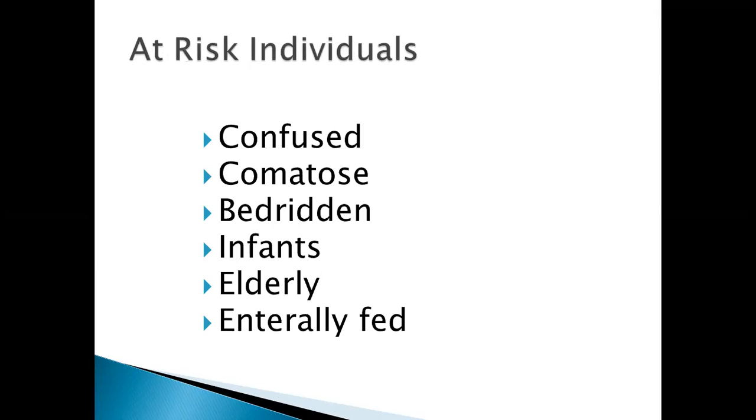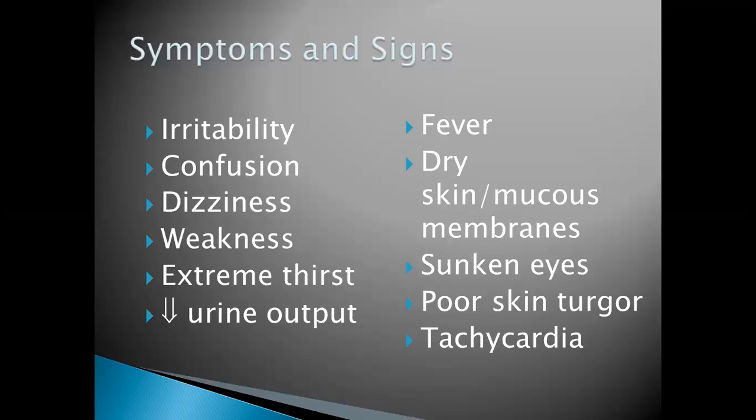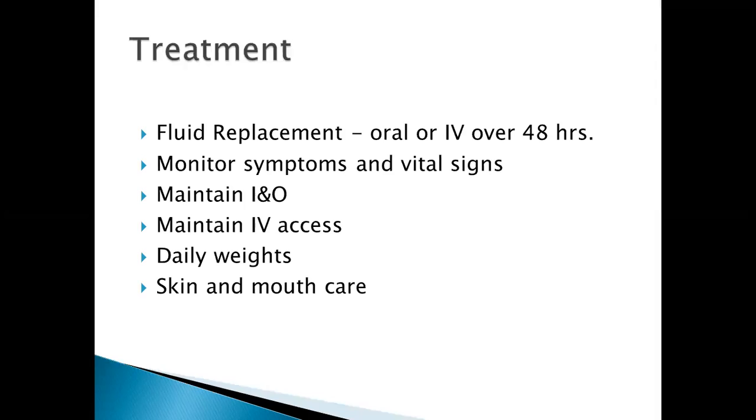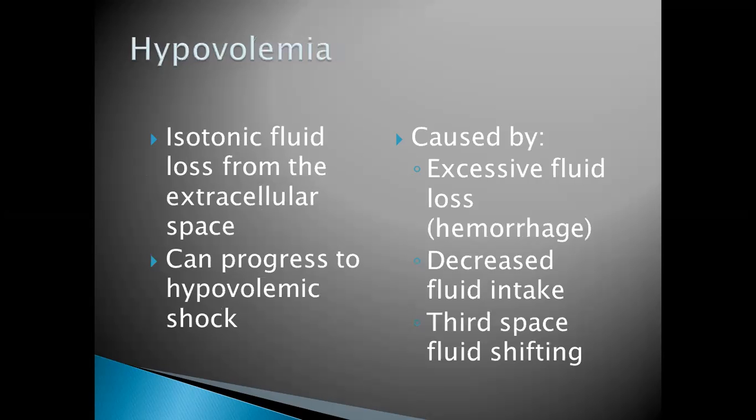The individuals who are comatose, confused, bedridden, or at extremes of ages are at risk. Symptoms and signs include irritability, confusion, dizziness, weakness, extreme thirst, decreased urine output, fever, dry skin and mucous membranes, sunken eyes, poor skin turgor, and tachycardia. It can be treated by fluid replacement, either oral or IV, depending on the severity of dehydration. Monitor signs and symptoms, maintain an intake and output chart, IV access, do daily weight, and skin and mouth care.